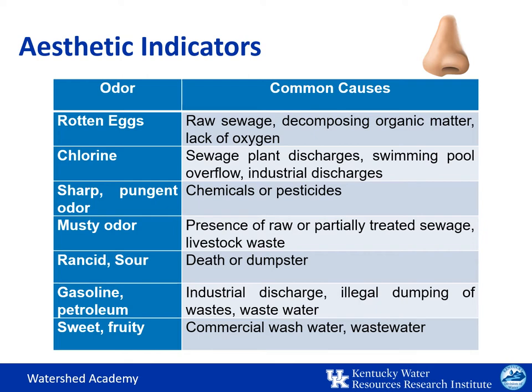A rotten egg smell could be a sign of raw sewage or decomposing organic matter or a lack of oxygen. A chlorine smell can indicate a sewage plant discharge or a swimming pool overflow or perhaps an industrial discharge. A sharp, pungent odor may indicate chemicals or pesticides. A musty odor can indicate the presence of raw or partially treated sewage or livestock waste.